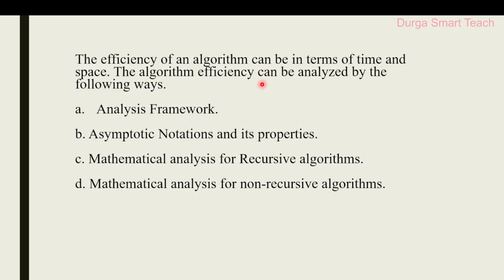The algorithm efficiency can be analyzed in the following ways. So these are the four ways. By using these four ways, we can analyze the algorithm: analysis framework, asymptotic notation and its properties, mathematical analysis for recursive algorithms and non-recursive algorithms.